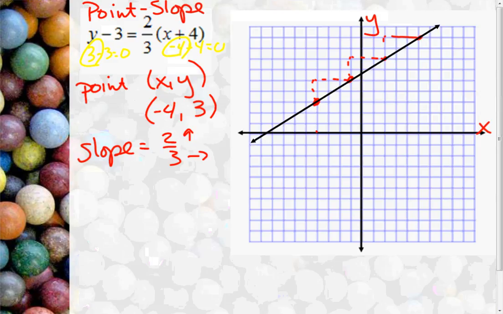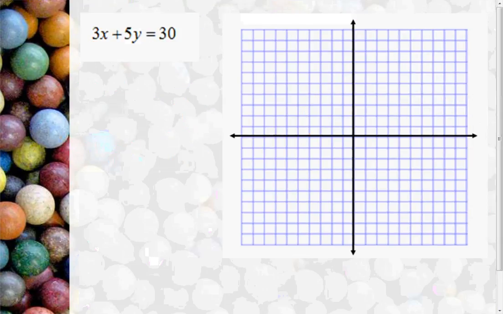Okay? So from now on, I'm just going to walk through these. Again, I would say pause, do the problem, pause, do the problem, pause, do the problem, and then check your work after each of them. Standard form. So, x-intercept.